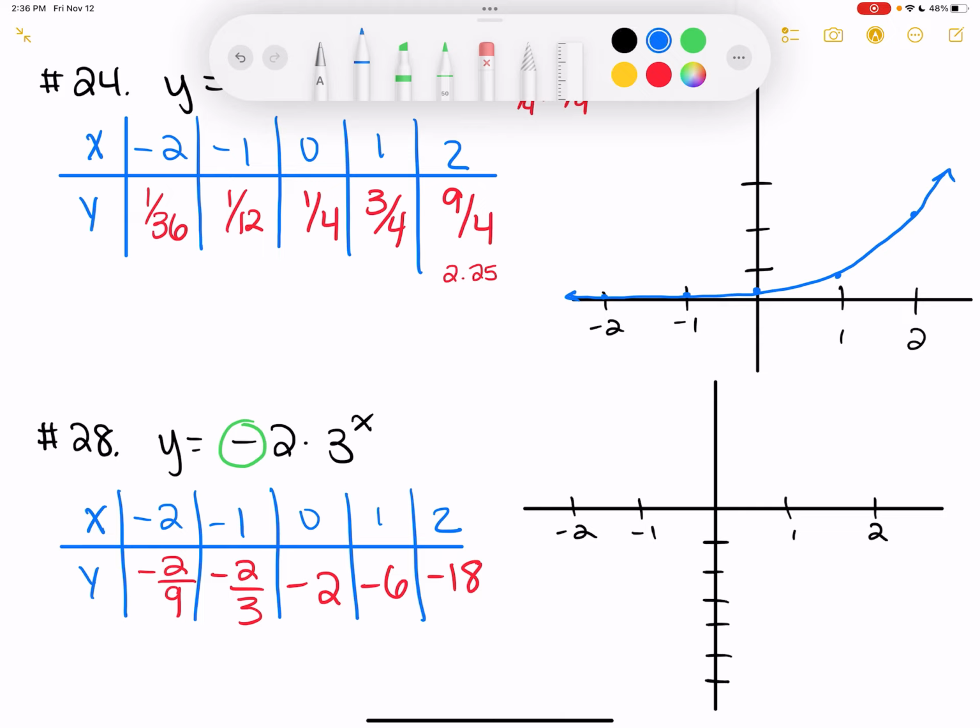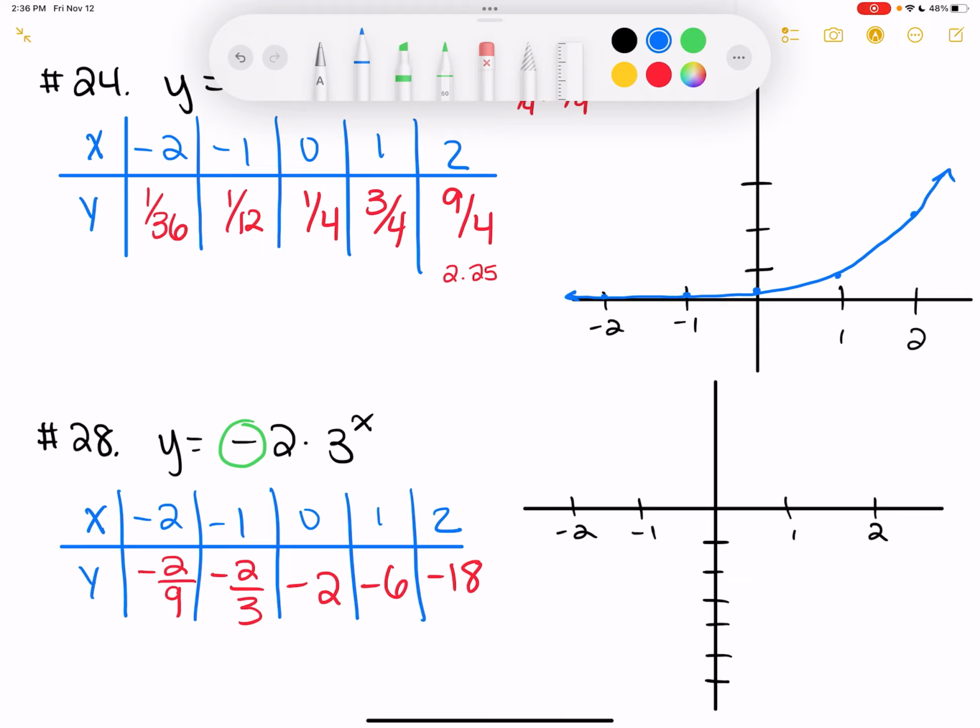Okay, so this one, what this negative sign out front tells you is that instead of the graph being like this, you just pretend my hand is more curved than it is. Instead of it being like that, it's going to flip it upside down.